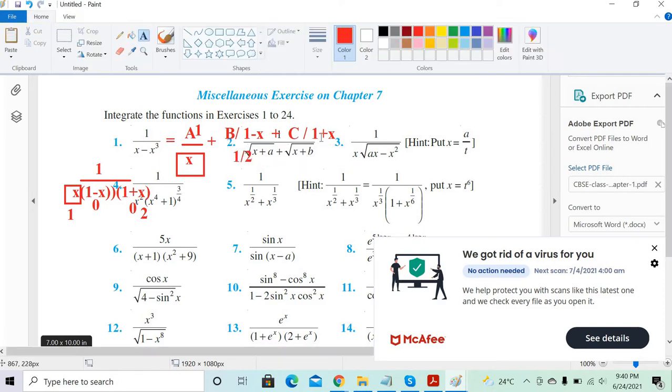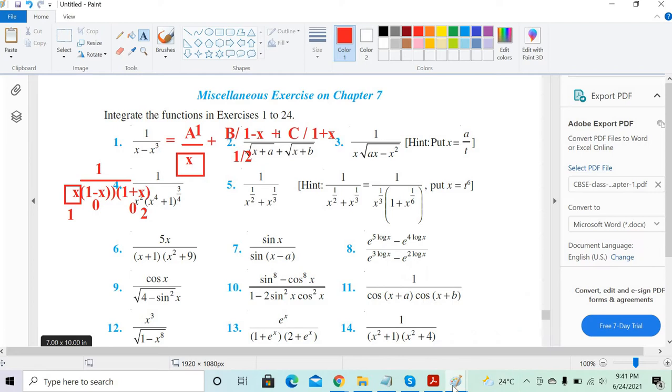Understood? 1 plus x is 0 when x is equal to minus 1. You don't have to substitute it here because it will become 0, so you substitute minus 1 here. Got it, no? Clear? Okay, sir. Okay, try it out.